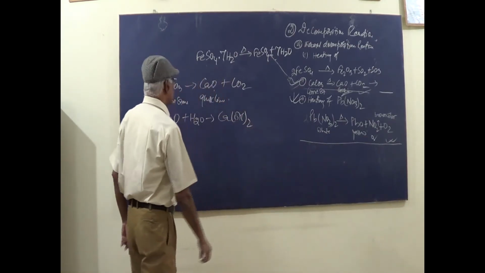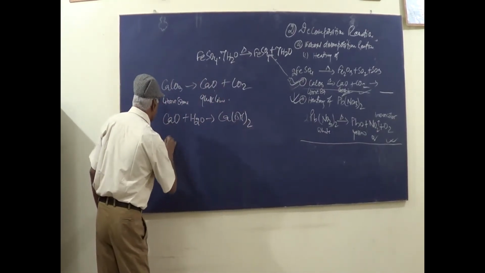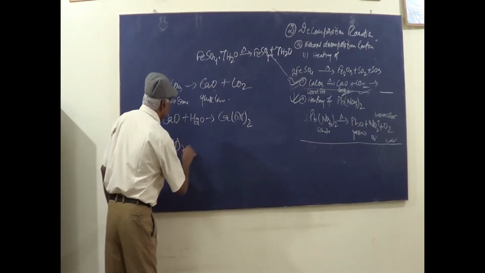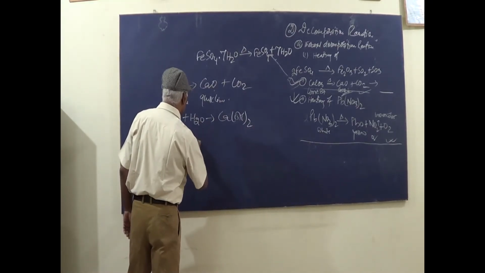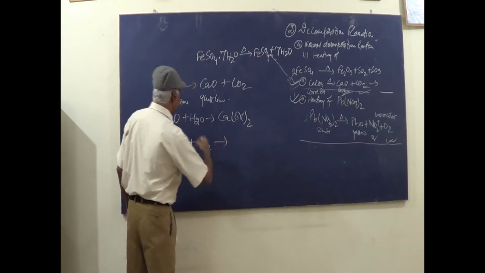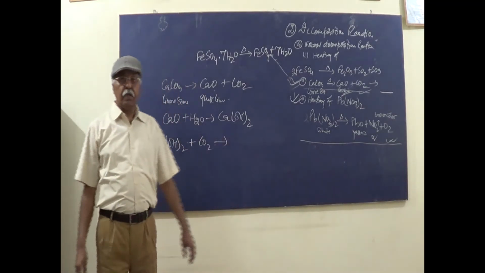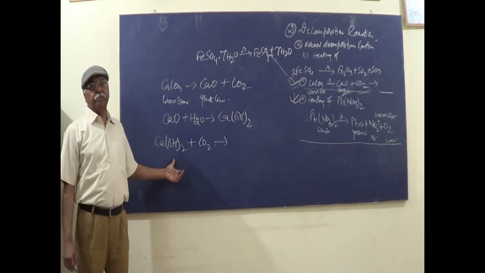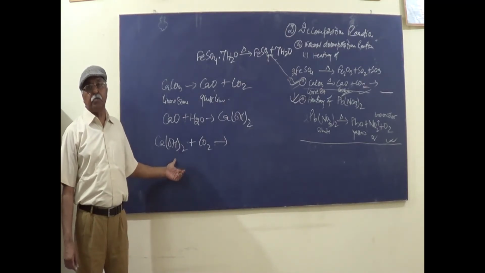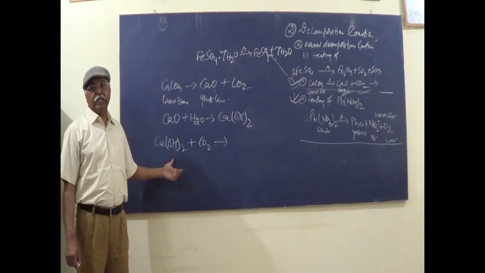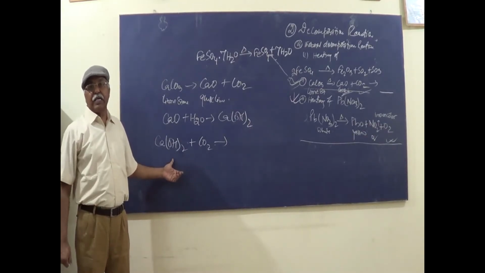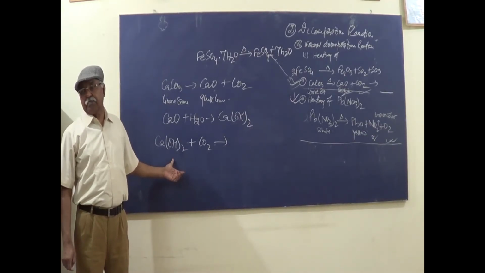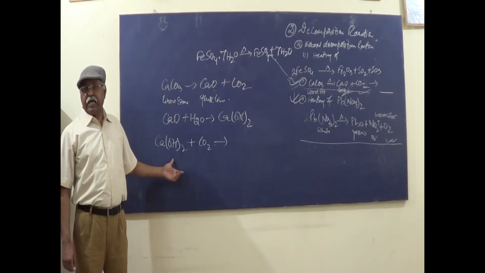Now, the slaked lime, Ca(OH)2. This Ca(OH)2 you are applying on the wall. The calcium hydroxide, when you apply on the wall, after 2 to 3 days reacts with atmospheric carbon dioxide and again forms calcium carbonate. The calcium carbonate has the shining property. That's why the wall shines.